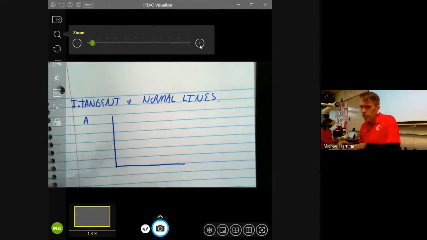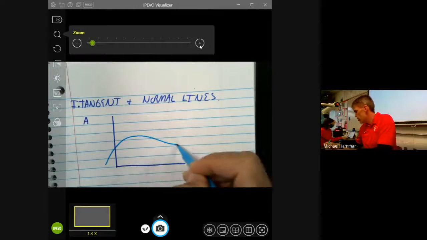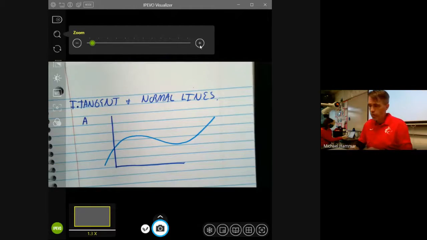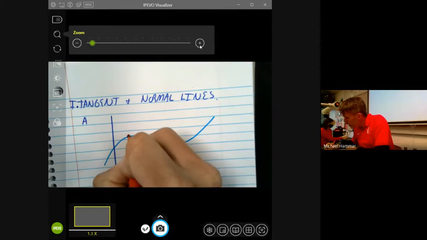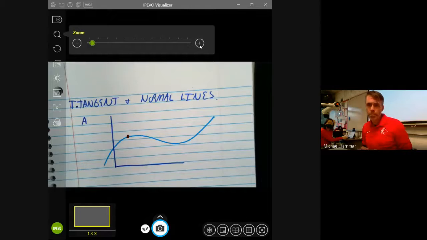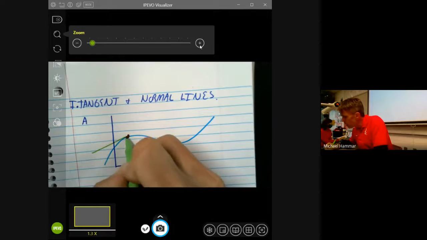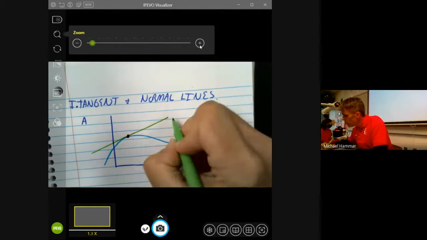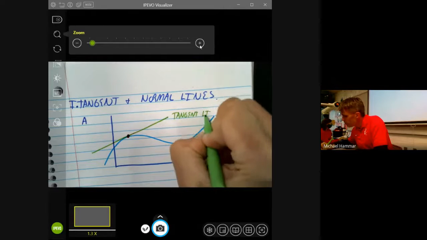And so we're just going to make a little graph. And the graph is just going to be some sort of continuous function. Okay? And then we're going to pick a random point. So I'm going to pick a random point right there. Okay? So I'm just going to show you what a tangent line looks like. A tangent line is a line that crosses or touches that point and only that point on the graph. This is a tangent line.